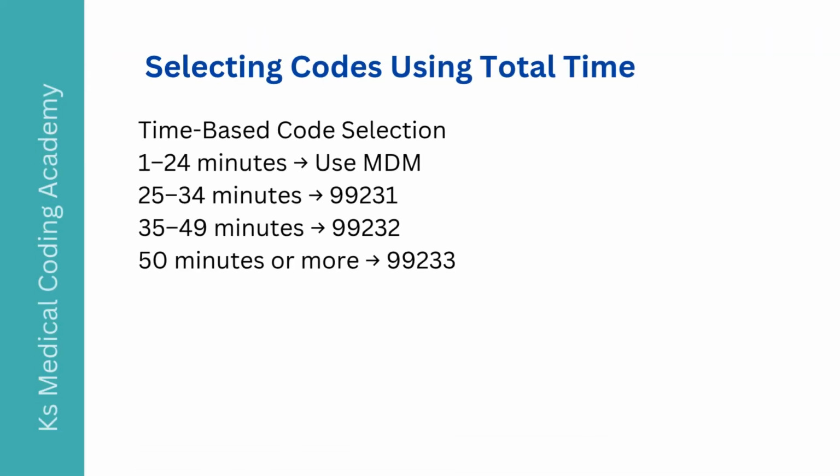CPT also allows physicians to select subsequent hospital care codes using total physician time. If the physician spends between 25 and 34 minutes, CPT 99231 is reported. A total time of 35 to 49 minutes corresponds to CPT 99232. When physician time reaches 50 minutes or more, CPT 99233 is reported. Accurate documentation of total physician time is essential when using the time-based method.